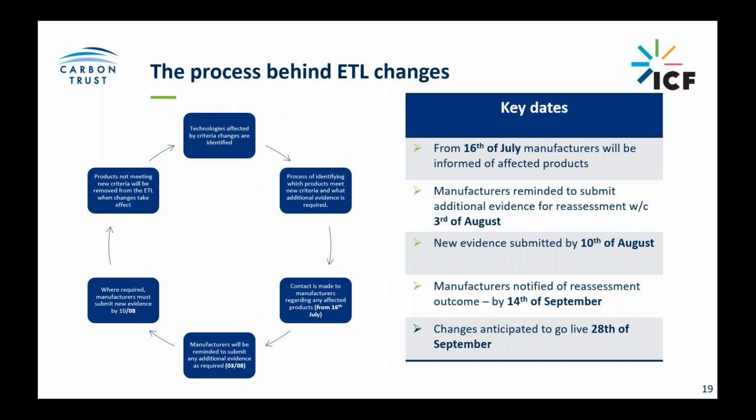This has been happening since the 16th of July. And manufacturers will be reminded to submit any additional evidence as required. This will happen from the 3rd of August. And then where required, manufacturers will need to submit new evidence by the 10th of August. So that's for the majority. There are some manufacturers which will need to submit it by the 17th, but most aim for the 10th of August. And then products not meeting the new criteria will be removed from the ETL when the changes take effect. So manufacturers will be notified of the outcomes of the reassessment by the 14th of September. And the changes are anticipated to go live on the 28th of September.